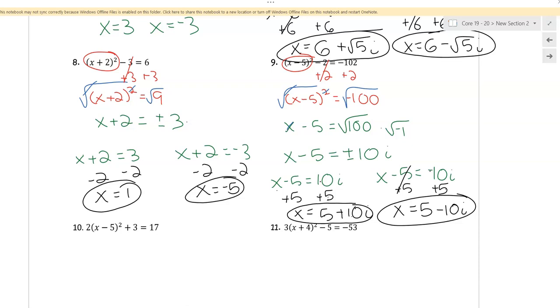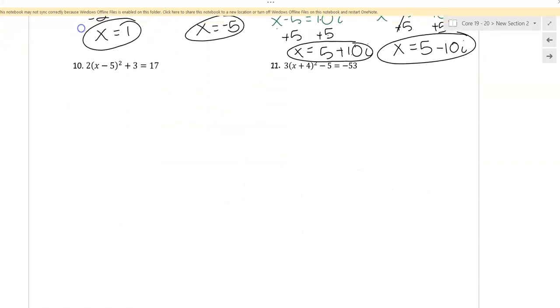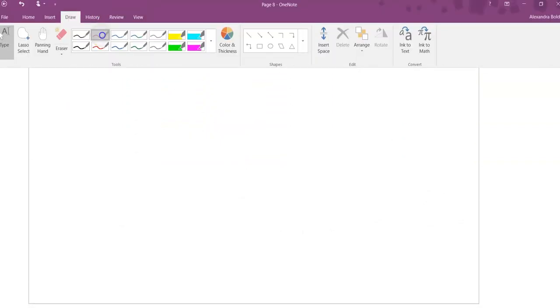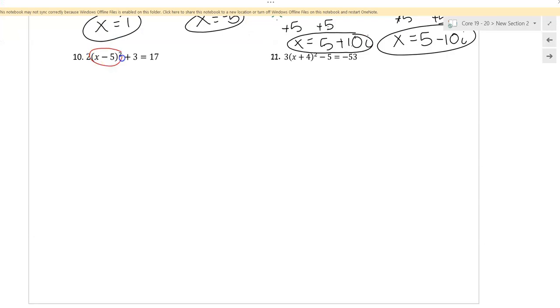All right, last two examples, very similar. We have 2 times x minus 5 squared plus 3 equals 17. This is what's being squared. So I have to get rid of the 3 and the 2. I'm going to subtract 3. 17 minus 3 is 14. And then I'm going to divide by 2. 14 divided by 2 is 7.